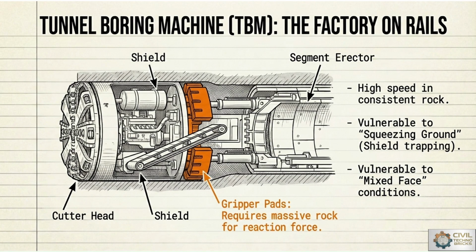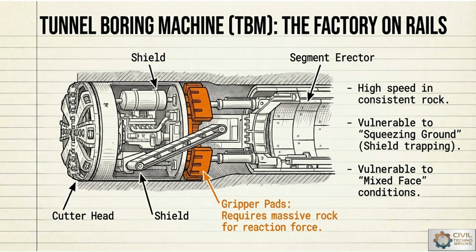The tunnel boring machine is an advanced tool which is used as an alternative to the drilling and blasting method. So the tunnel boring machine, we can say TBM, is the factory on rails. TBM itself does the activity of drilling and excavation at the same time with high speed in consistent rock, and is vulnerable to squeezing ground where shield trapping is there. At the same time, the drill muck is collected and transferred at the end.